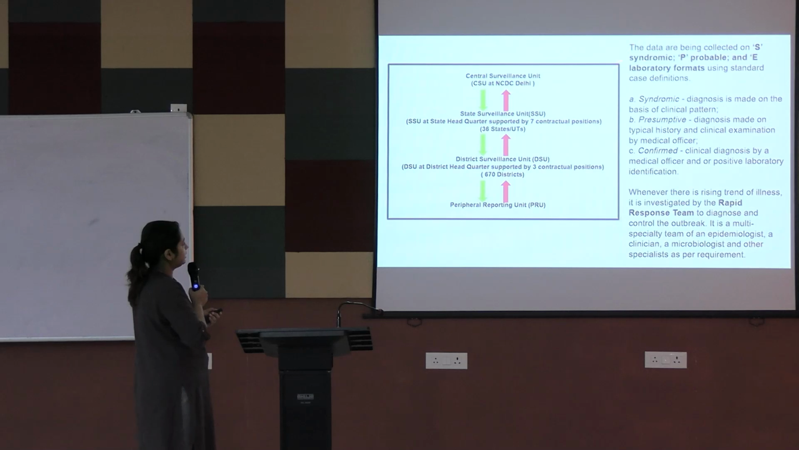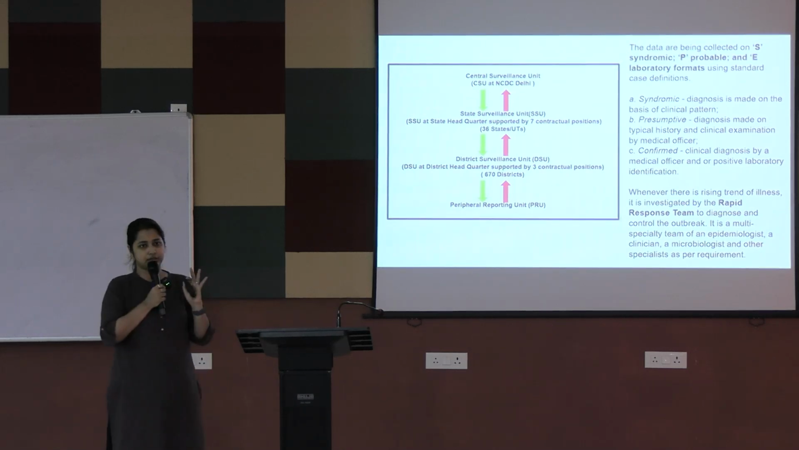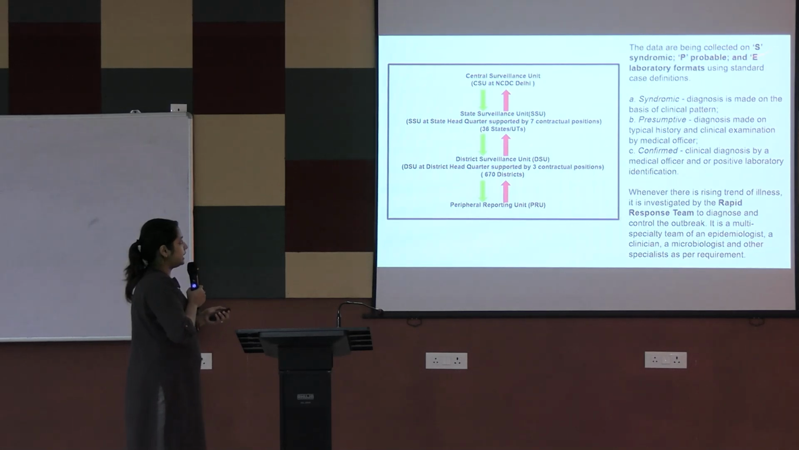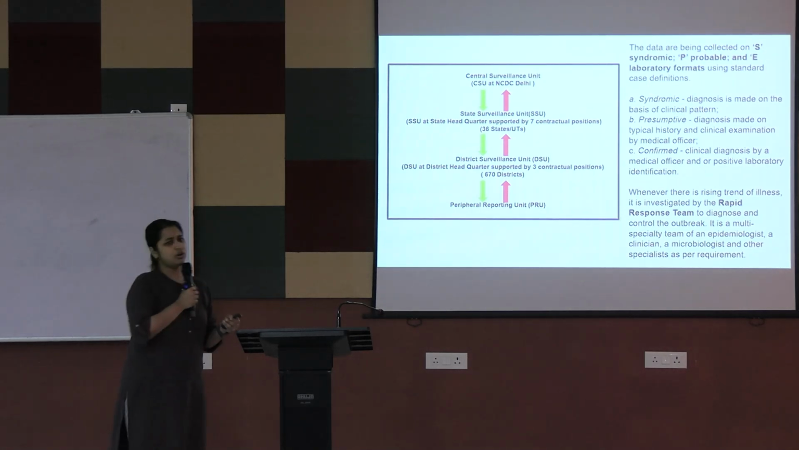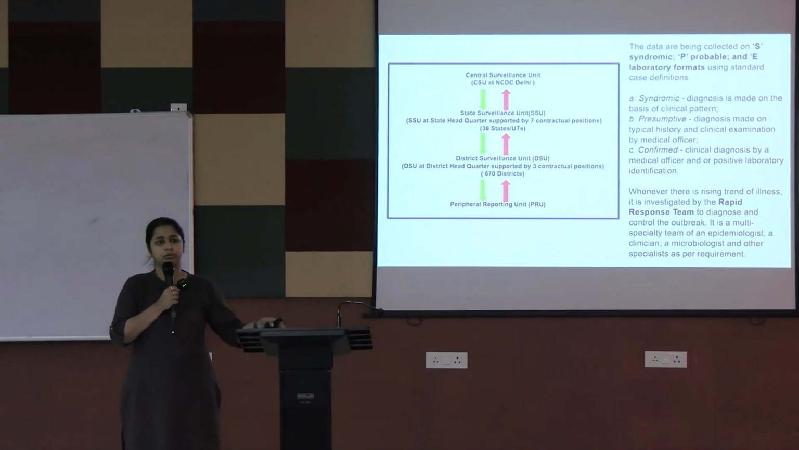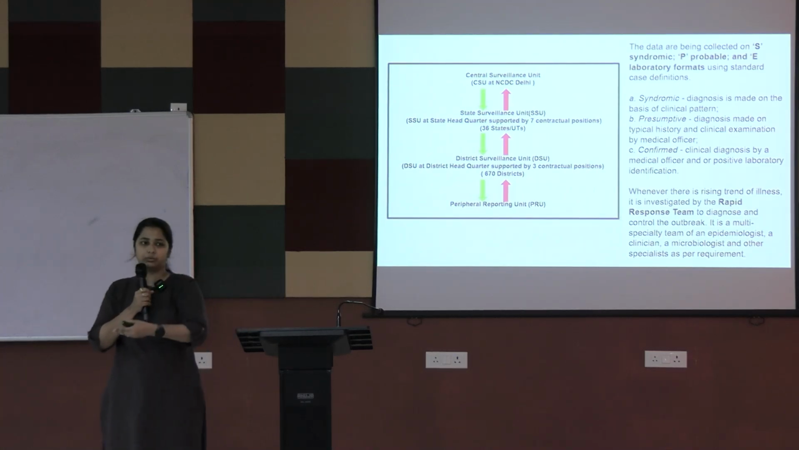So what is happening? How is the data being collected? They are collected under 3 formats, either S syndromic, P probable or presumptive, and E laboratory formats using the standard case definitions. Means SPE is there, or in some states SPL is there, that is syndromic, probable and laboratory confirmation. There are 3 types of formats, so 3 forms basically that need to be filled up.